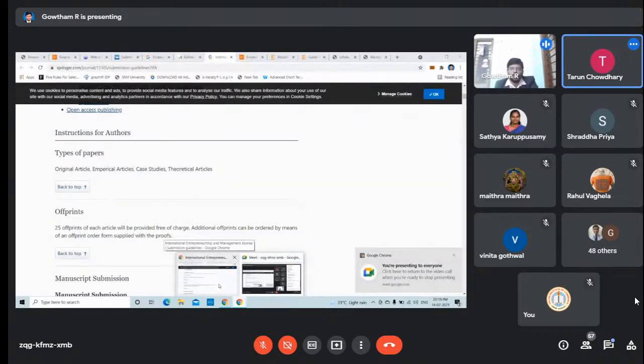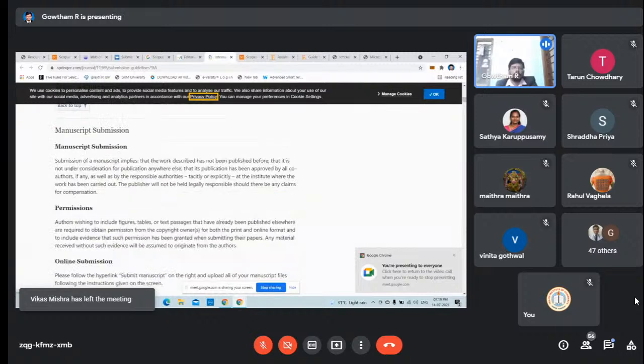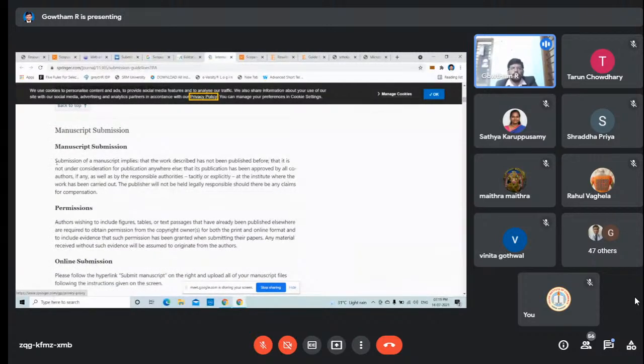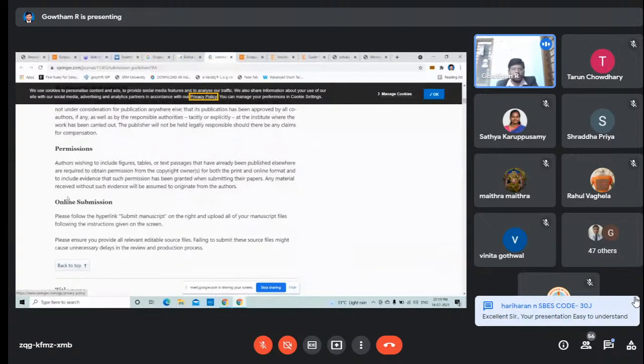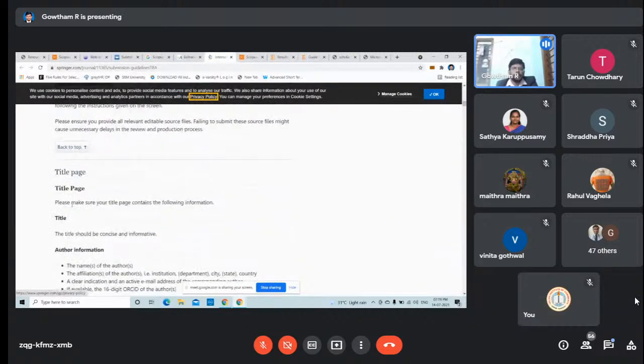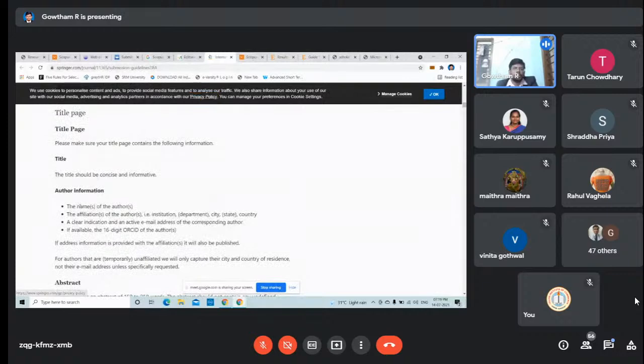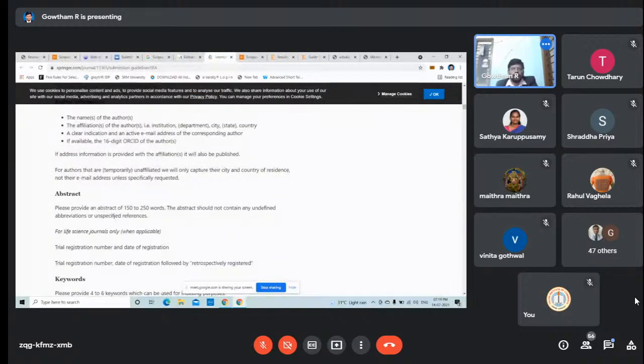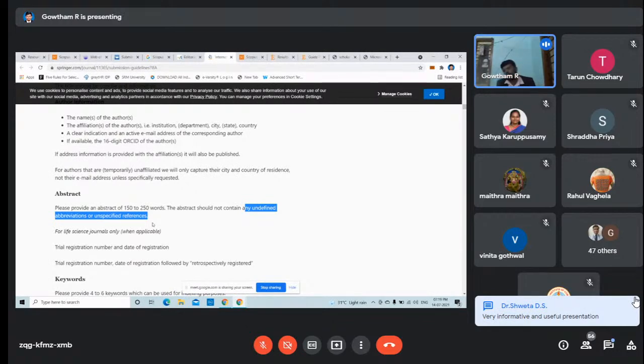Offprint details are available. Then manuscript submission. What does it mean? Submission of a manuscript means the work has not been previously published. All permissions, online submission, title page. You should have the following information: title, author information, abstract, 150 to 250 words. It should not contain any undefined abbreviation. You cannot give your own abbreviations. Only those abbreviations which are standardized and well regulated, like UNO. When you say UNO, we all know it's United Nations Organization. Only such accepted terms we have to put.